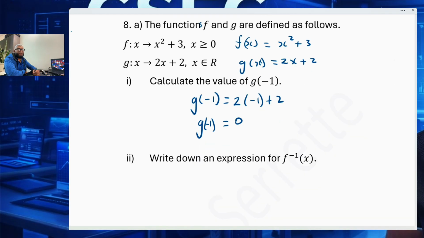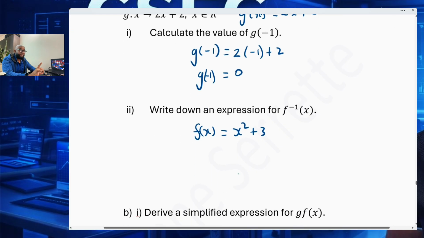Right. So the next part is to write down the expression for the inverse of the function f of x. So it's f negative 1 of x. What do we start with when we want to write the inverse of a function? We start with the original function first. The original function is f of x is equal to x squared plus 3. So instead of writing f of x, you're just going to write y is equal to x squared plus 3.